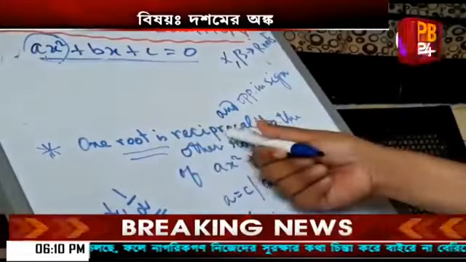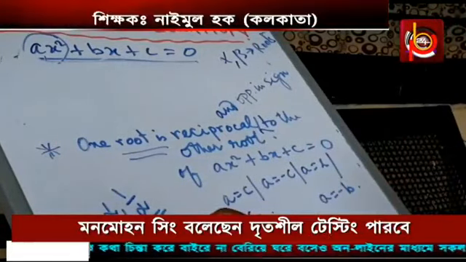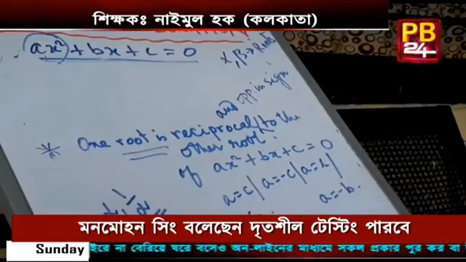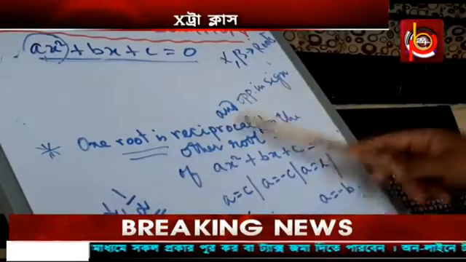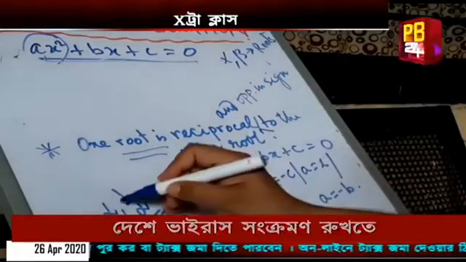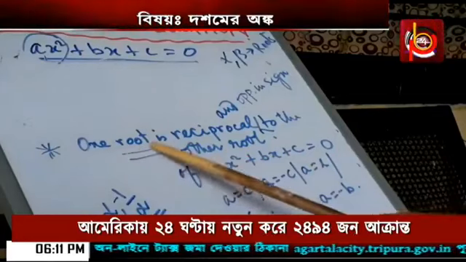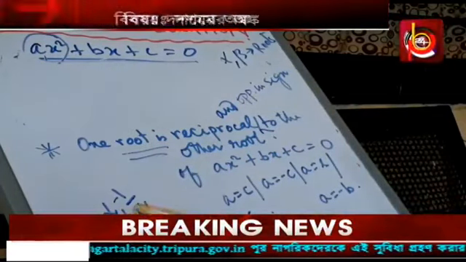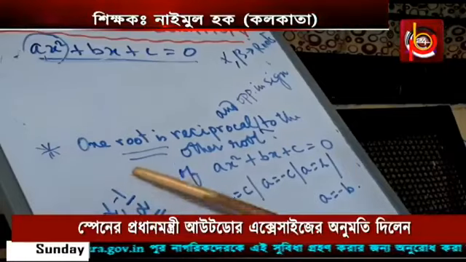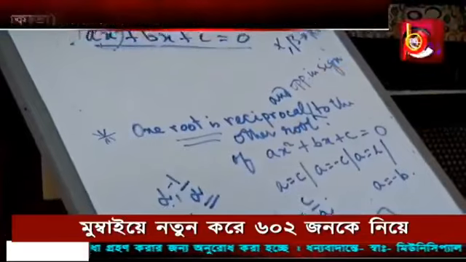One root is reciprocal and opposite in sign. It means if one root is alpha, then what will be the other root? Reciprocal means 1 upon alpha, and opposite in sign means minus 1 upon alpha. See the question, one root is reciprocal and opposite in sign. So if one root is alpha, the other root must be minus 1 upon alpha, as it is reciprocal and opposite in sign.